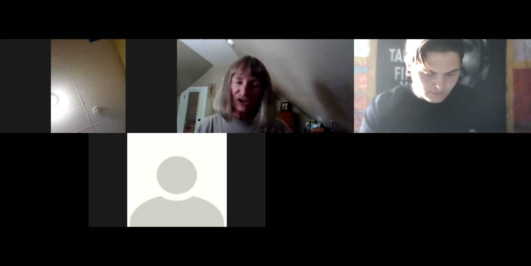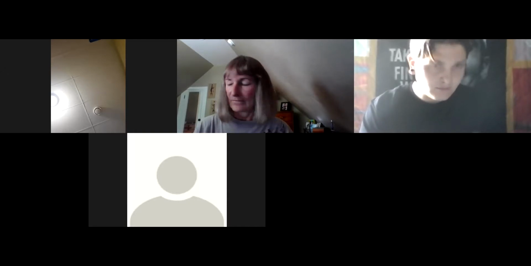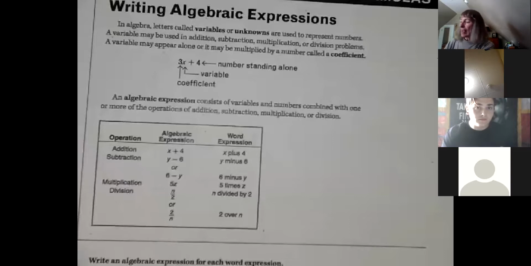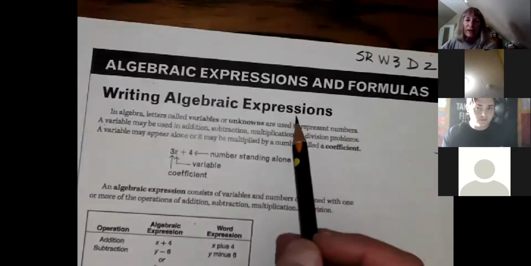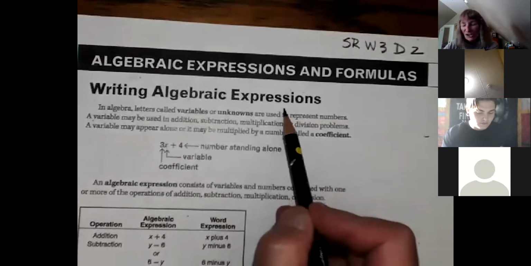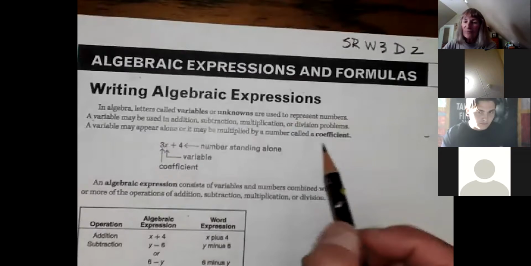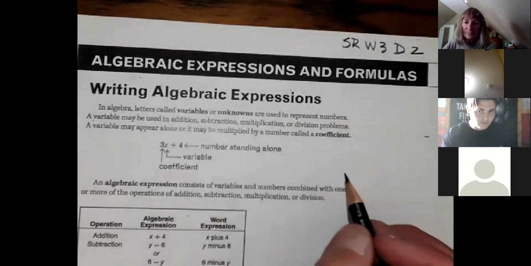All right, good morning. Today we're working page 13 out of the workbook. And we're learning about algebraic expressions. And expressions are different from equations. Equations have to have an equal sign on them.